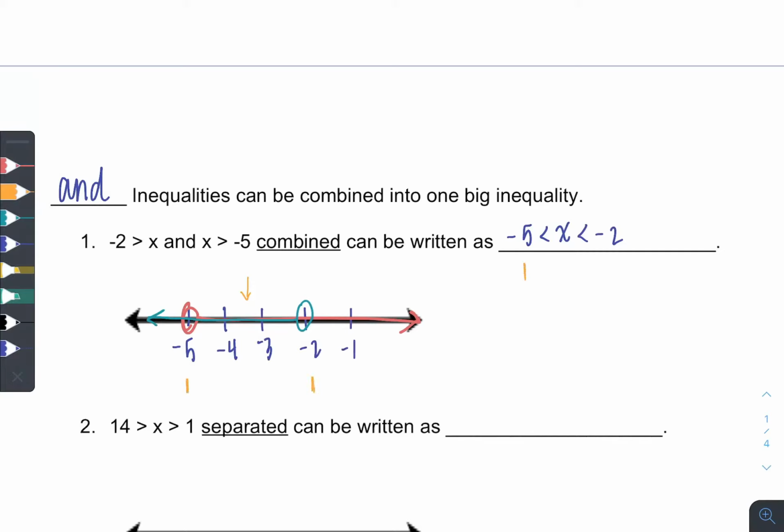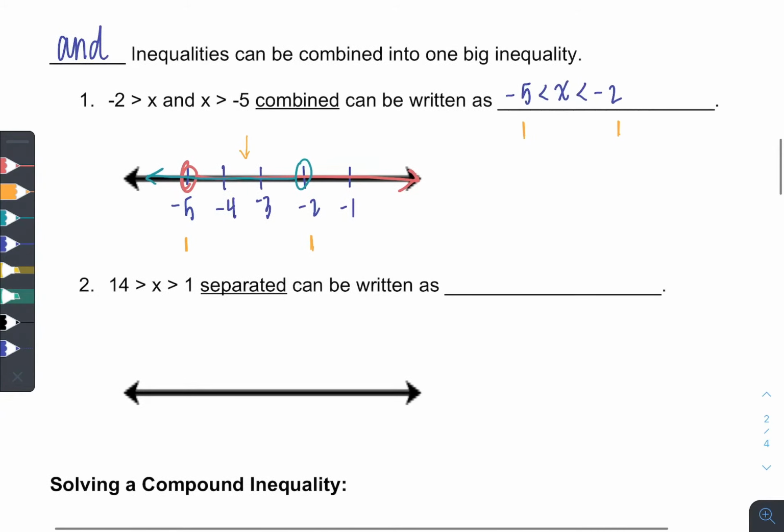Notice that this is between negative 5 and negative 2 as well. So even in the equation, it shows that x is between those two numbers. All right, and then when we separate it, we're going to look at the two different parts. So notice we have 14 is greater than x.